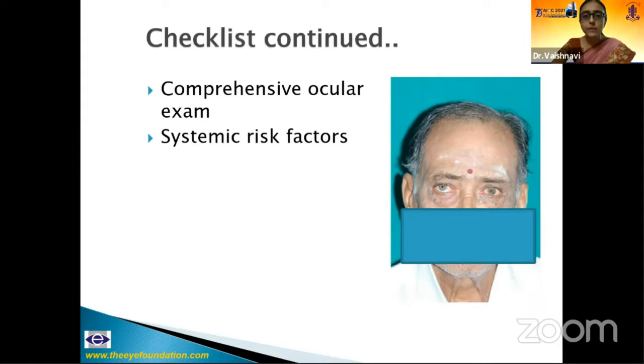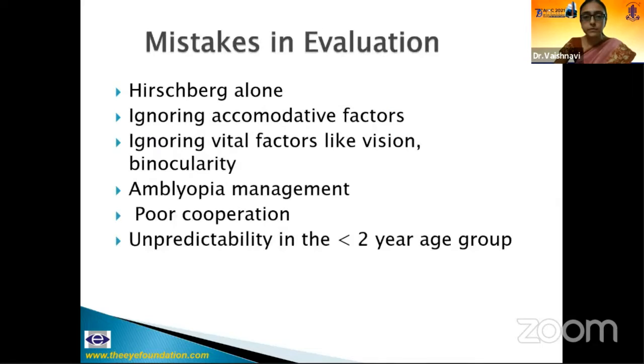This is a 78-year-old male patient with a right hypertropia. He is diabetic, hypertensive, and had an aortic aneurysm that ruptured twice, with chronic renal failure. So I would think thrice or even four times before I take this patient for surgery.